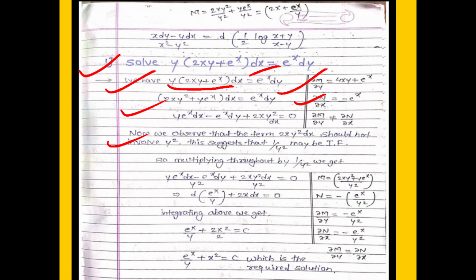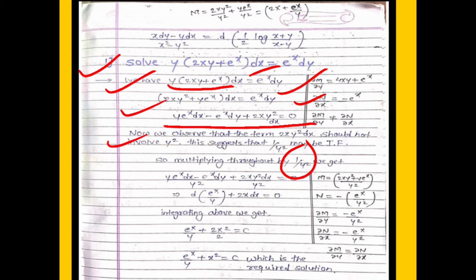For the integrating factor, first of all we will rearrange this in this format, or you can keep it as it is and solve this. Now we observe that the term 2xy square dx should not involve y square. This suggests that 1 by y square may be the integrating factor. So for that we will multiply throughout by 1 by y square, considering 1 by y square as the integrating factor.